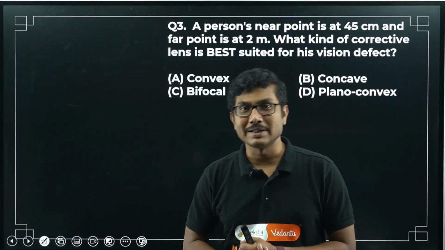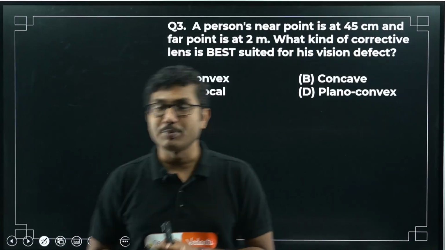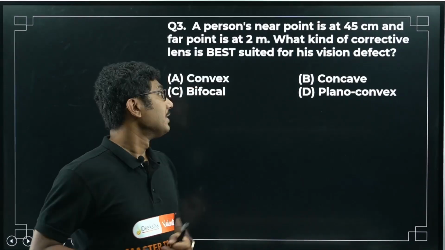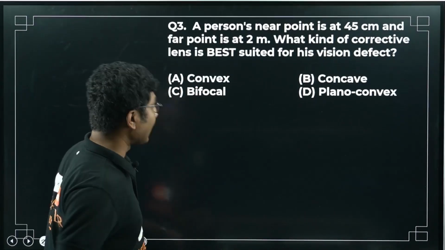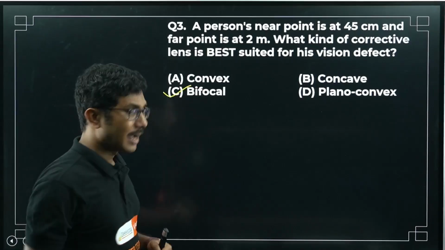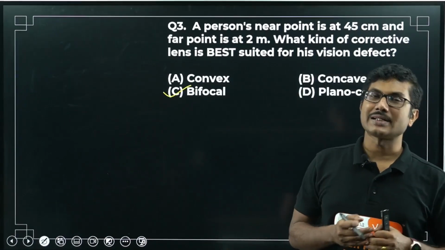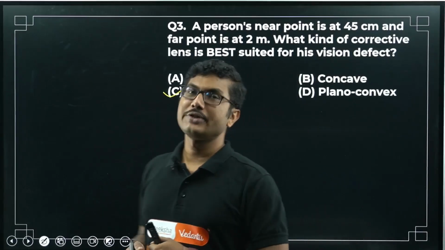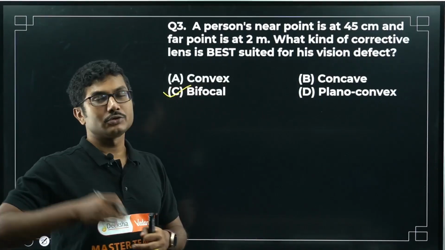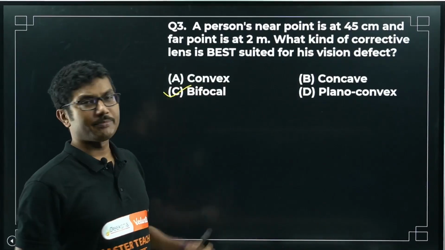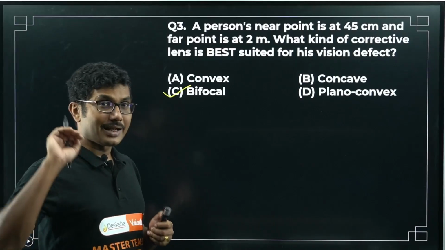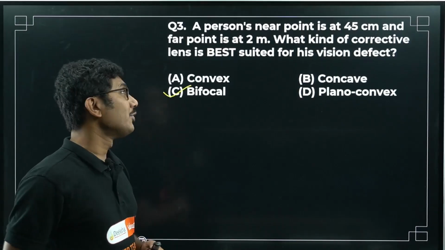It means he is suffering from presbyopia, mostly due to age. So what will be the correct answer? Correct answer will be bifocal. Bifocal is a lens which is used to correct the near vision as well as distant vision. So both visions can be corrected using a bifocal lens. So the correct answer for this question is bifocal. I have discussed that during our regular class, if you remember.